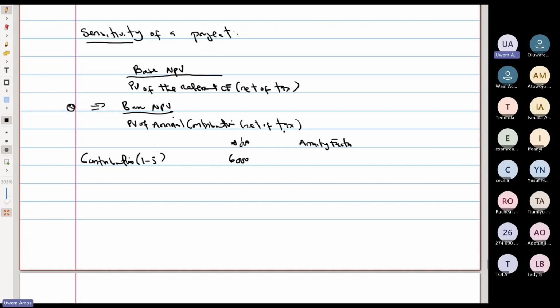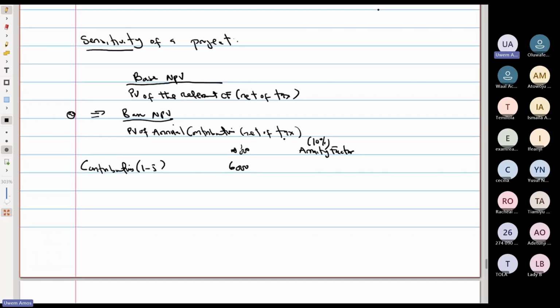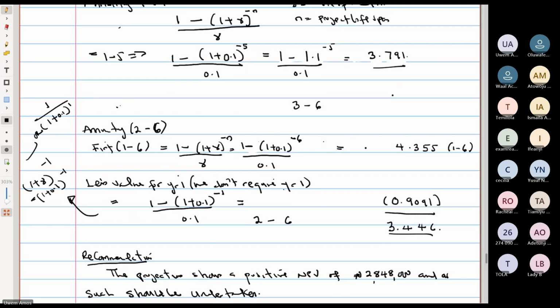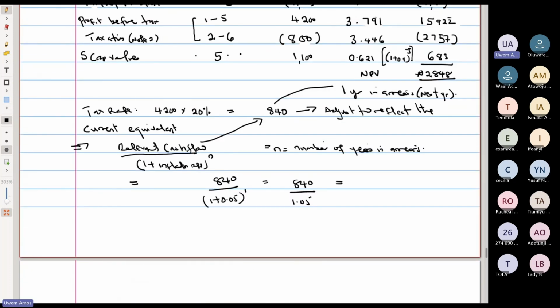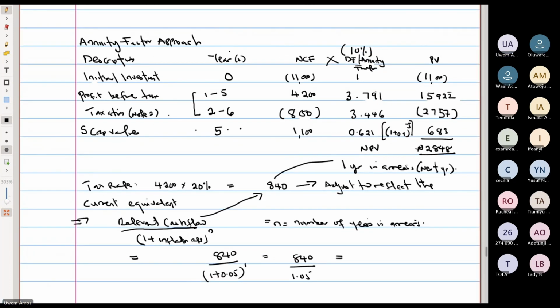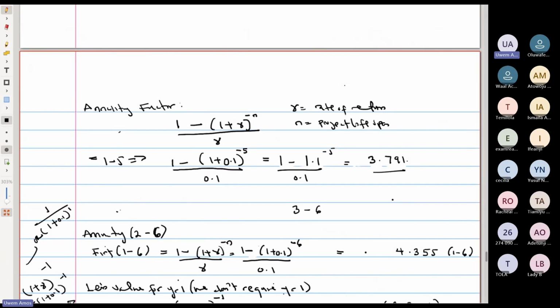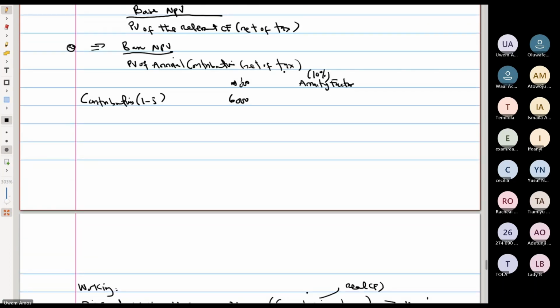I'm using my method 2 computation, and my annuity factor based on method 2 is at 10%. We already calculated what our annuity factor is for year 1 to 5, so we can just copy and drop it so we don't stress ourselves. What's the annuity factor? 3.791. So what's the present value for that?